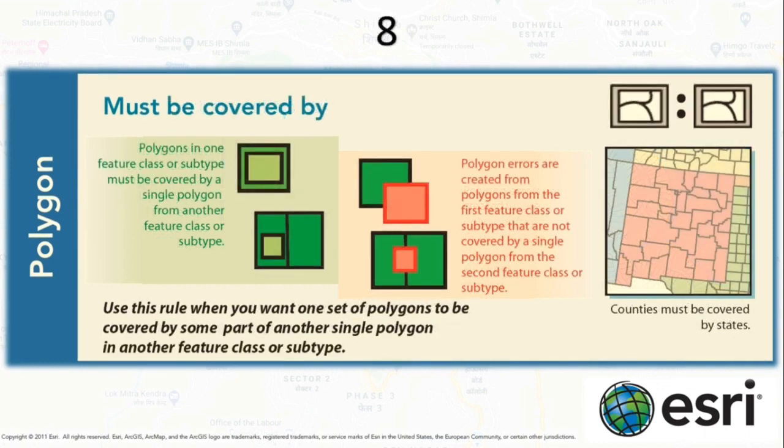Next is must be covered by. It requires that polygons of one feature class or subtype must be contained within polygons of another feature class or subtype. Polygons may share edges or vertices. Any area defined in the contained feature class must be covered by an area in the covering feature class.